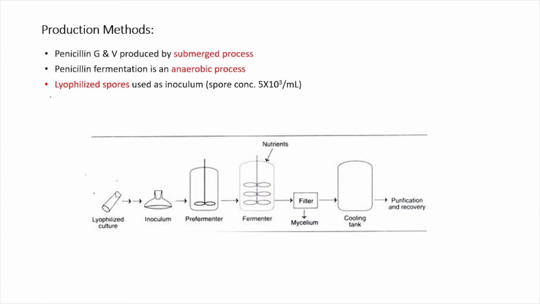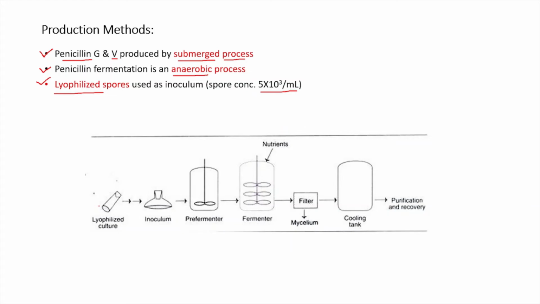Now, let us see how penicillins are produced in the industrial processes. So, mostly penicillin G and penicillin V, these two penicillins we are interested in producing in industrial processes. These are produced by the submerged fermentation process. This is very important, that the type of fermentation that is used is submerged fermentation, and penicillin production is actually an anaerobic process. So, the whole process takes place without addition of any oxygen or addition of very low amount of oxygen, and lyophilized spores are used. The types of spores that are used for penicillin production are lyophilized spores, and the spore concentration is kept at around 5×10³ per ml.